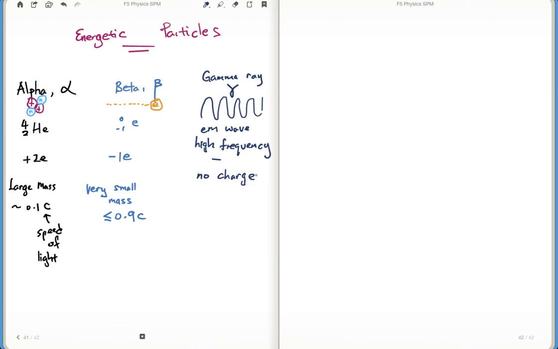You have learned about it in Form 5, Chapter 1, so you may want to go through it. What does electromagnetic mean? It's a form of wave. They have no mass, and it's traveling at the speed of light because it's an electromagnetic wave. So these three energetic particles are a result of the disintegration of radioisotopes.